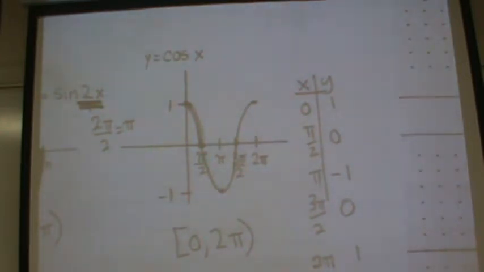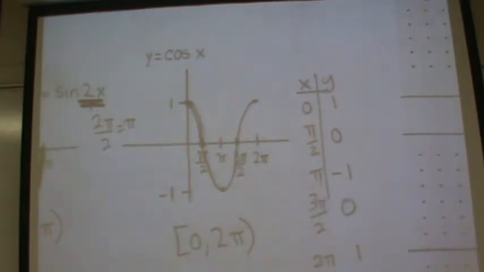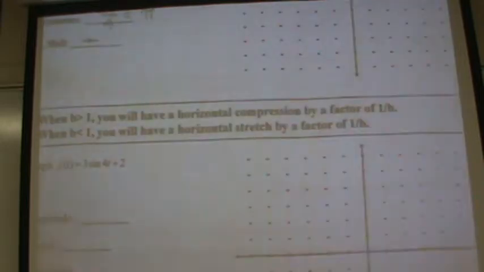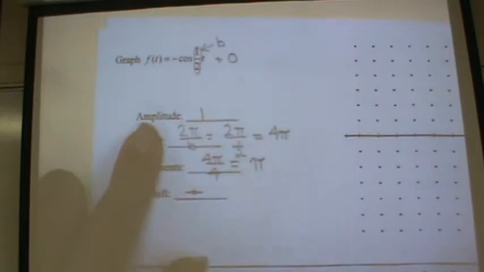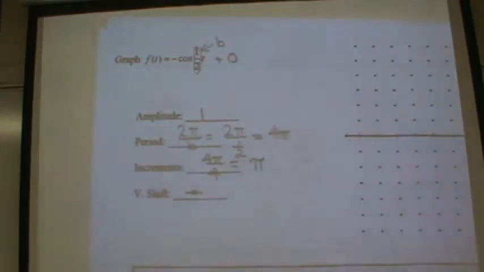Wait, I need to see the other one again. I'm confused about the amplitude. Is it always one? No, it's the number in front of the cosine or sine word. The amplitude is the number in front. But there's a negative one? Yes. Wouldn't it be negative one? Well, amplitude is never negative. Amplitude means the absolute value of how high off the x-axis you are.